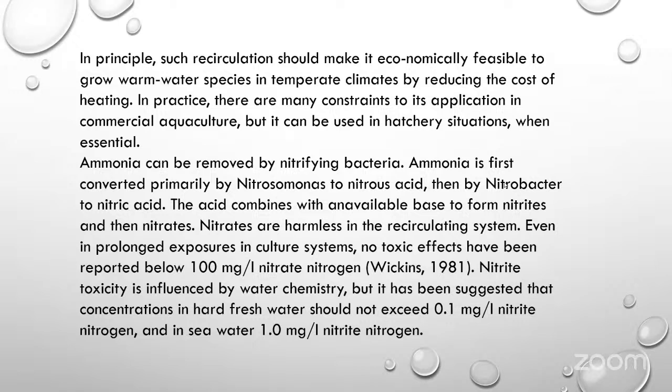Ammonia can be removed by nitrifying bacteria. Ammonia is first converted primarily by Nitrosomonas to nitrous acid, then by Nitrobacter to nitric acid. The acid combines with available base to form nitrites and then nitrates. Nitrates are harmless in the recirculating system.